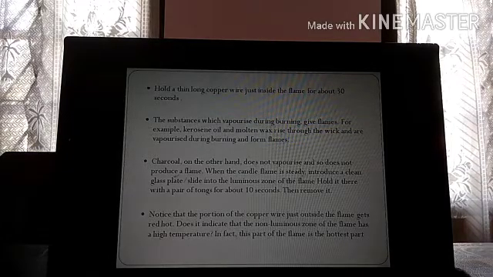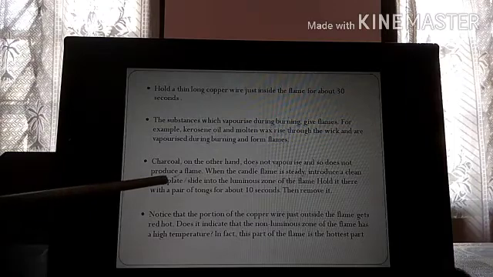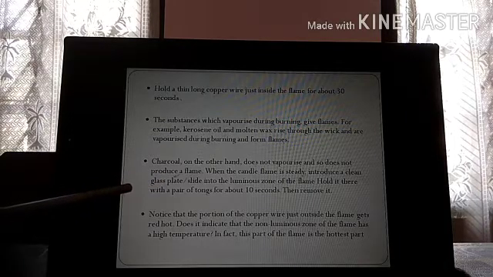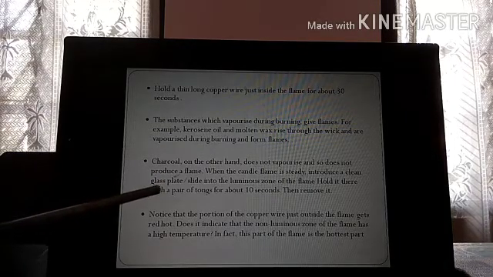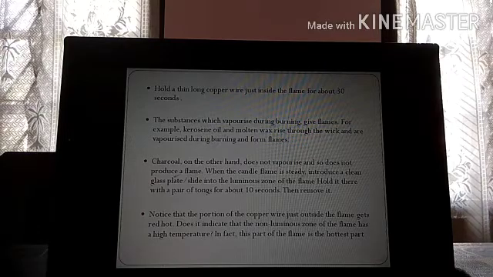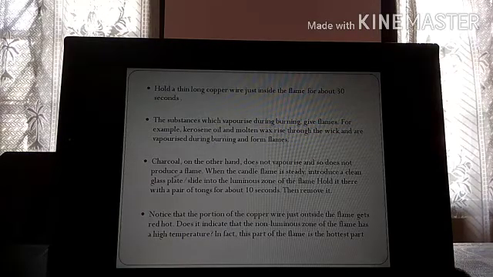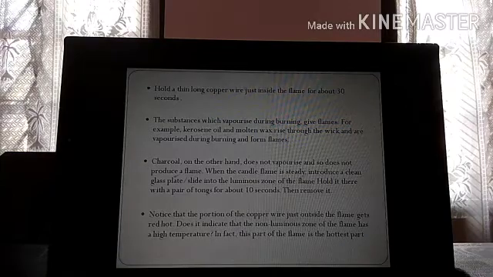When a candle flame is steady, introduce a clean glass plate or slide into the luminous zone of the flame. Hold it there with a pair of tongs for about 30 seconds and then remove it. What you will find is that a circular blackish ring is formed. I told you to try that out. I hope you have tried it out. If you haven't, you can try it out today also.